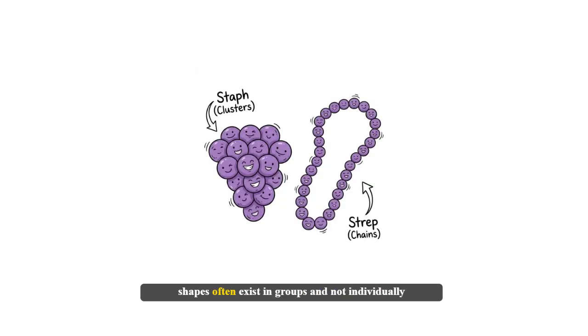Now these shapes often exist in groups and not individually. The main groups that they like to form when they lump together are staph and strep. Staph is when they clump together in a shape that looks like a bunch of grapes. We call this clustering. On the other hand, strep is when they form chains like beads. So for example, when we have staphylococci, these are clusters which are round in shape. And then we have streptococci, which are round in shape, but they form chains. So chains of round shaped bacteria.